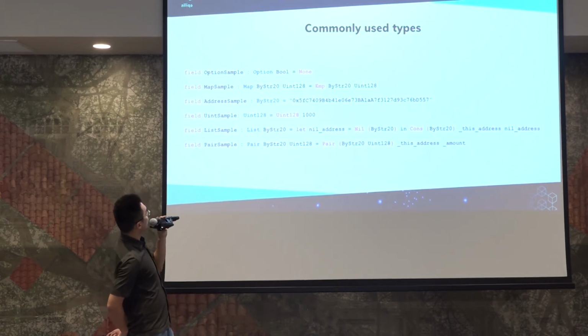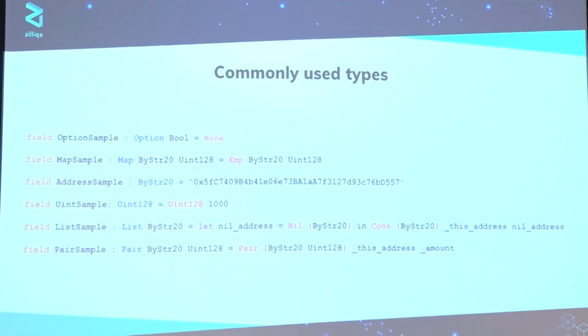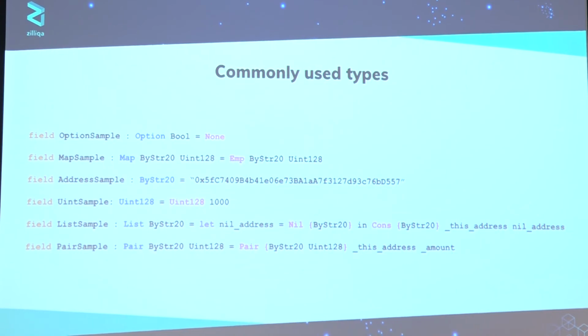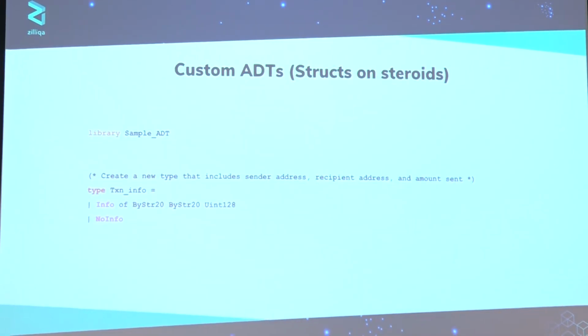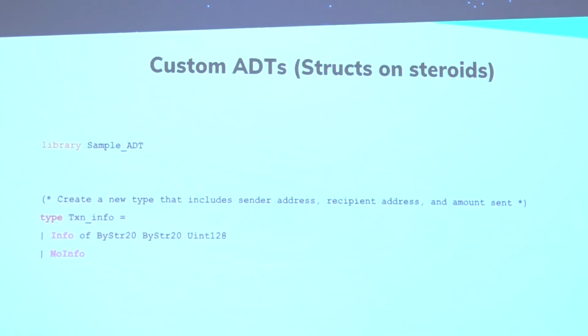So these are some commonly used types. You can view most of this in our documentation link. You can just go through this for now, but I will not go through it directly right now because of the time. And these are custom ADTs, basically structs on steroids, that you can construct within your contract.